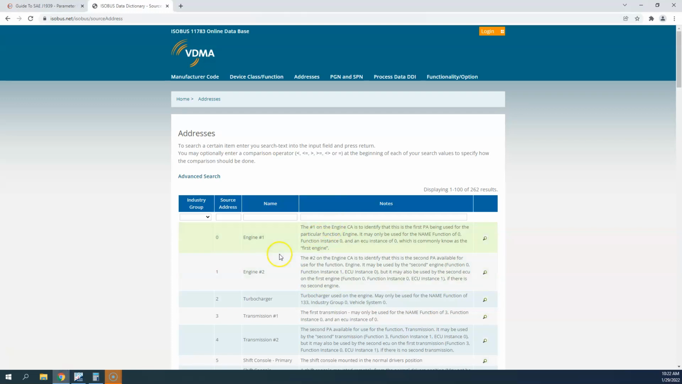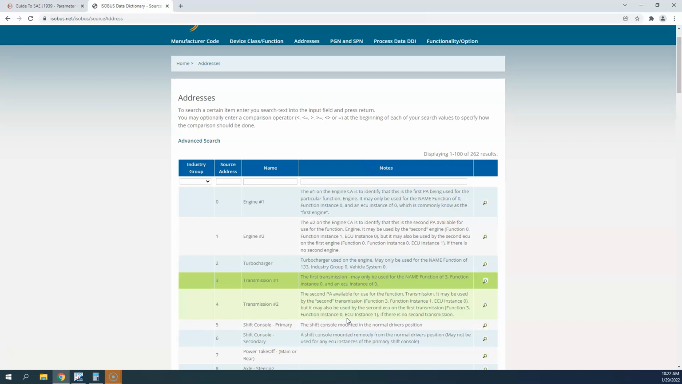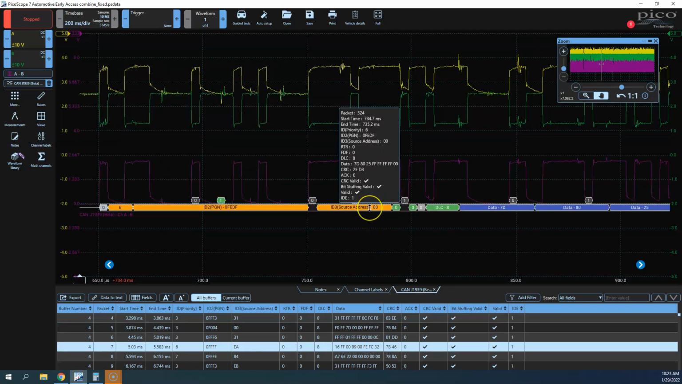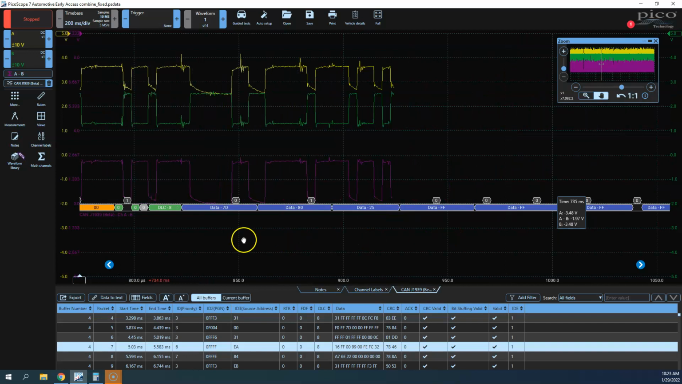It's a 0. So if we come over here and take a look, this is, of course, my favorite controller. This is the engine, so number one engine. Some machines may have two engines on them. If they do, then the second engine would be given a source address of 1. Transmission is another one that's very familiar. Anybody who looks at CAN data, typically the first transmission, whatever type it has, has a source address of 3 in decimal. And so this is the data that's shown in the picoscope here that we can see. This is the next piece, this source address. So that's pretty cool. And then behind that, there's some data.